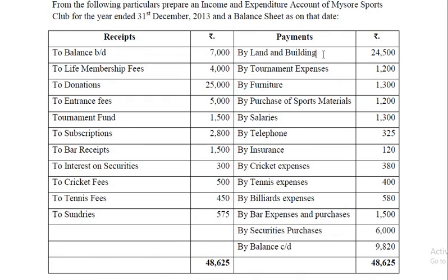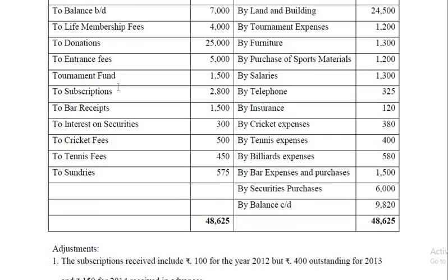Land and building, so it's an asset to be shown on the closing balance sheet. Tournament expenses, I already told you, to be deducted from tournament fund on the liability side. Furniture will be the balance sheet item. Purchase of sports materials, balance sheet item. Therefrom, you have to deduct depreciation. The remaining value you have to show.